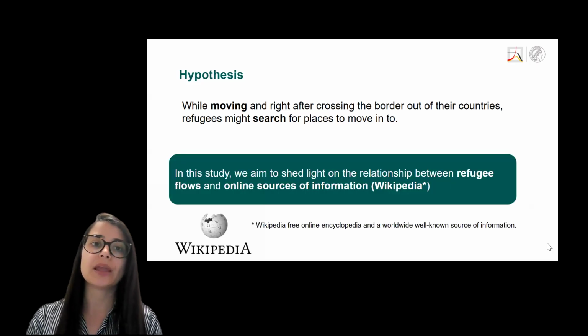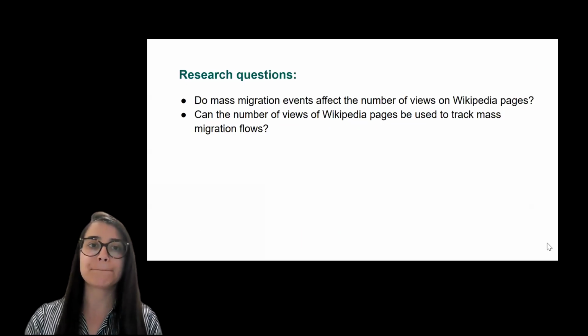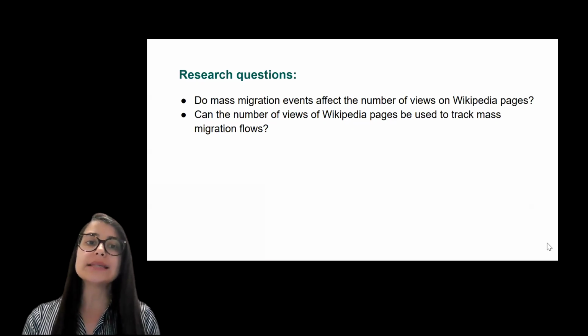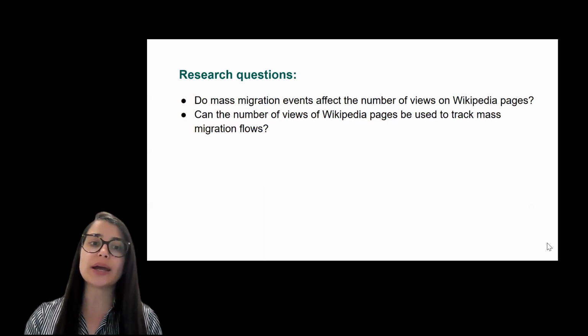The hypothesis is that while moving or right after leaving the area of conflict, refugees search for a place to settle. In this study, we aim to shed light on the relationship between refugee flows and online sources of information using Wikipedia data. We focus on answering two research questions. First, do mass migration events affect the number of views on Wikipedia pages? And second, can the number of views on Wikipedia pages be used to track mass migration flows?